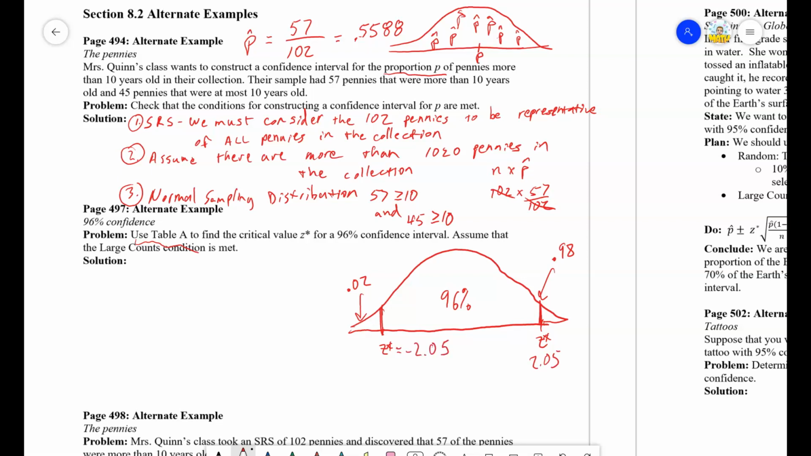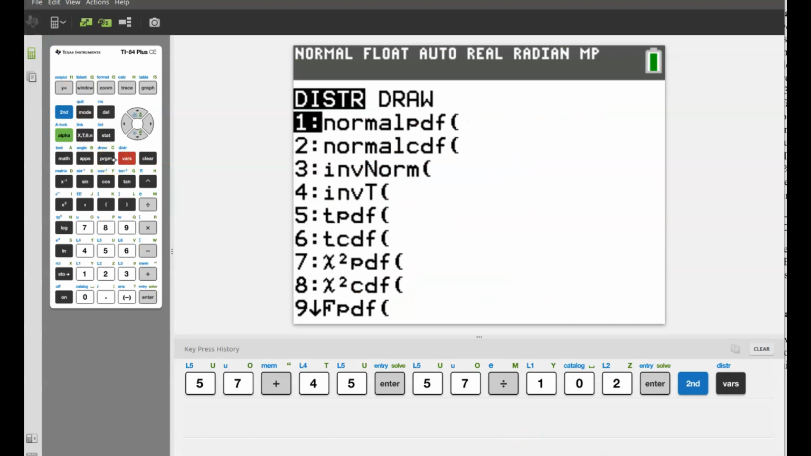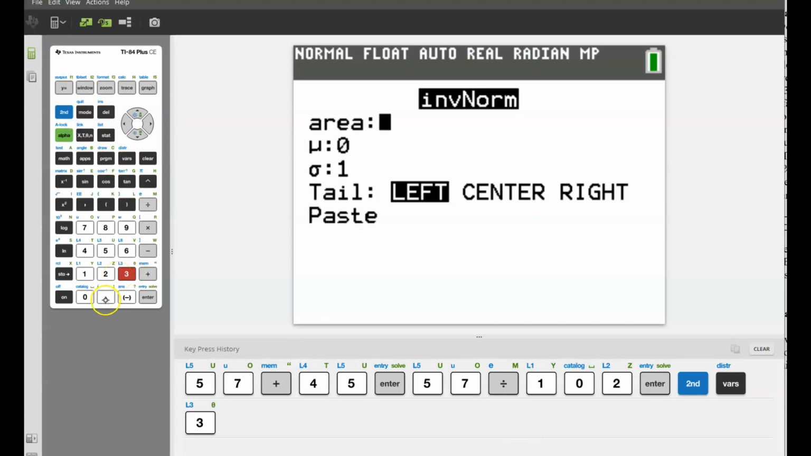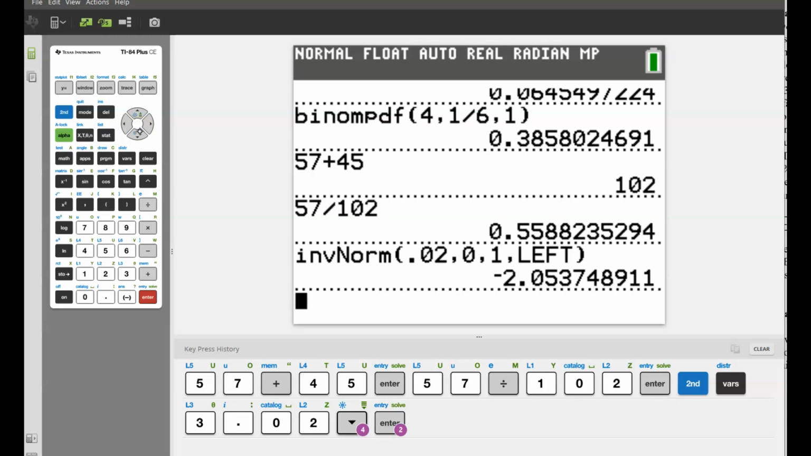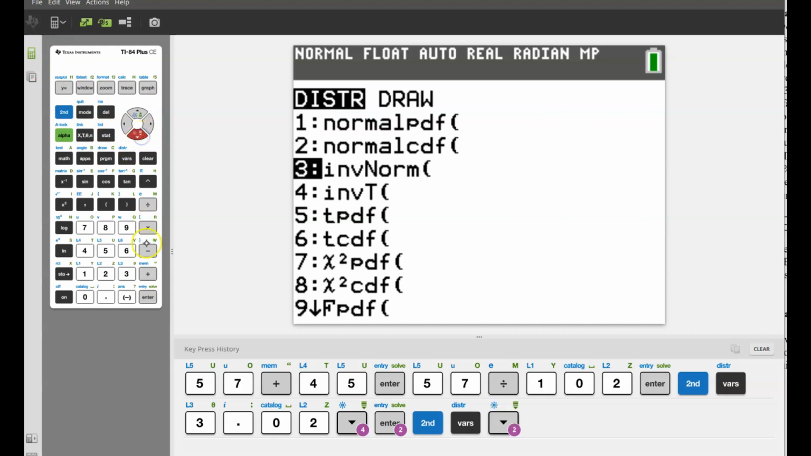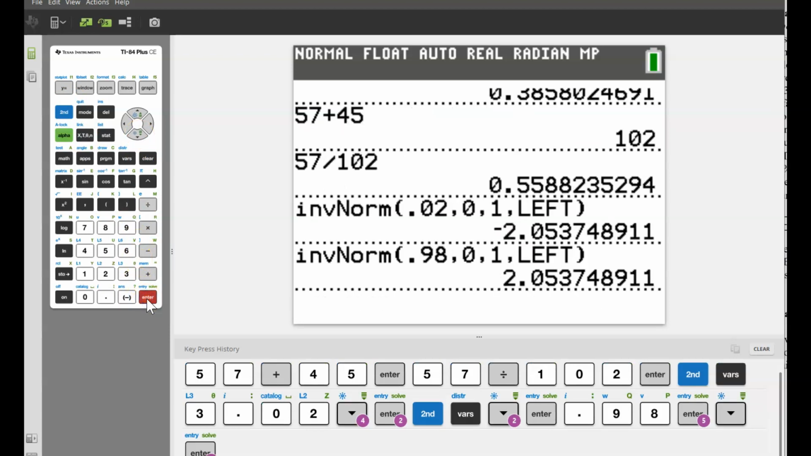So on our calculator, if you remember, this is an inverse norm situation. We go second variables key and number 3 for inverse norm, and we say, look, we want the area to the left to be 0.02, and the older calculators all only do area to the left. There it is, negative 2.05. Now, if we change that to 0.98, we get the same thing, but we just get the positive incarnation of it, 2.05.